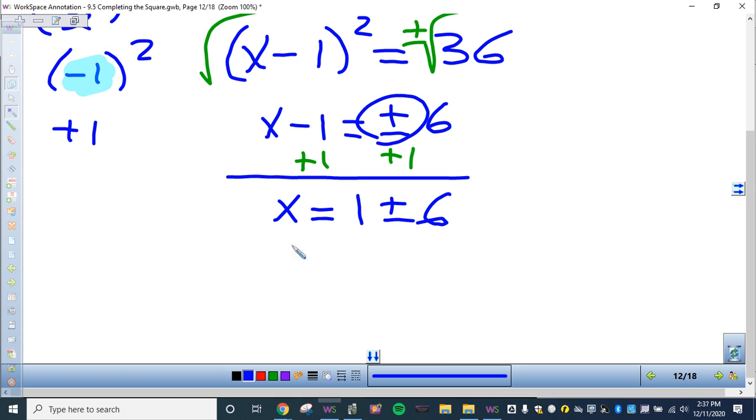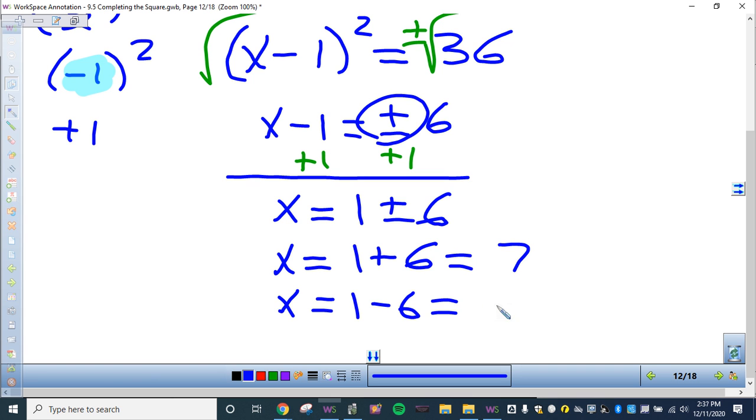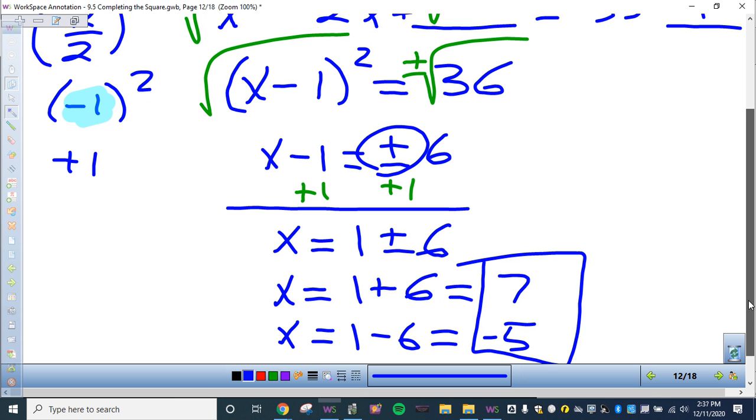So what I encourage you to do is just write out the two problems, 1 plus 6 and 1 minus 6, and just do the math so you don't make a careless error. So snap a photo if you need to. I'm going to switch back to the homework.